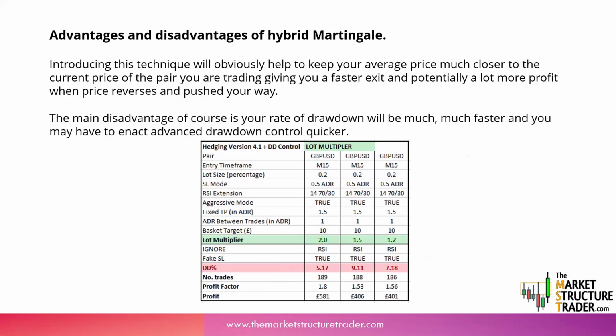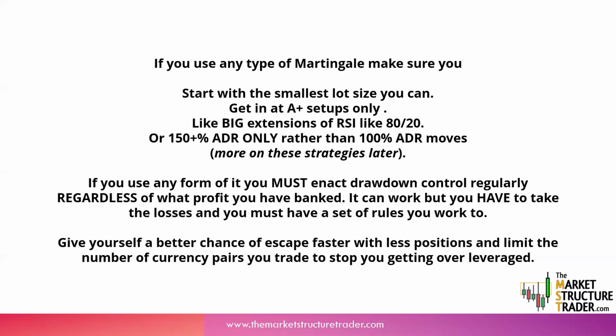With that said, there are ways that you can control this better. I've been using the EA to test a lot of strategies, and the ways that you can enact a Martingale style approach rather than using aggressive drawdown control is, first of all, to start with the smallest lot size that you can. Secondly, is to get into A+ setups only.